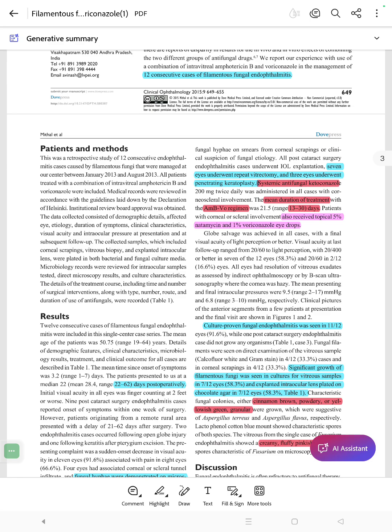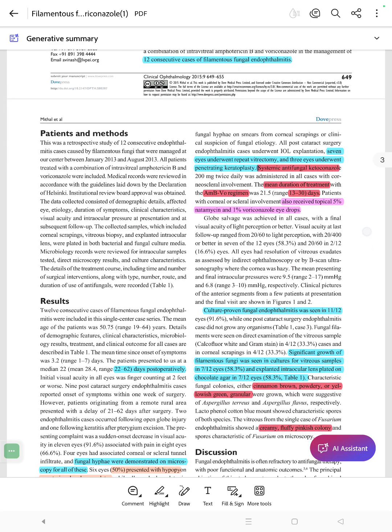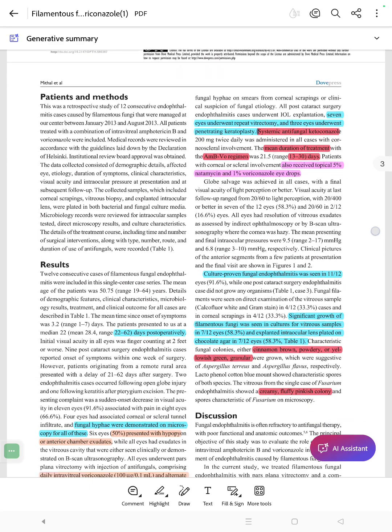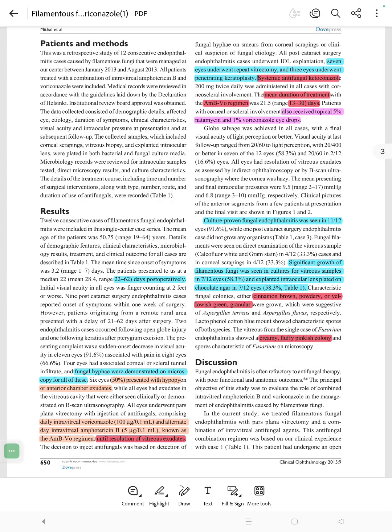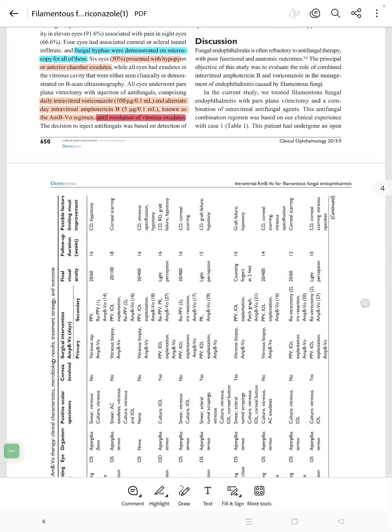The culture was proven in 11 out of 12 eyes. Significant growth of filamentous fungi was seen in cultures of vitreous samples in 7 out of 12 eyes, and on IOLs on chocolate agar in 7 out of 12 eyes. The fungal colonies were either cinnamon brown powdery or yellowish green granular, suggestive of Aspergillus terreus and Aspergillus flavus respectively. And how did Fusarium grow? It appeared as creamy, fluffy, pinkish colonies.